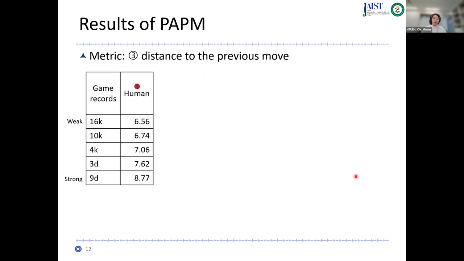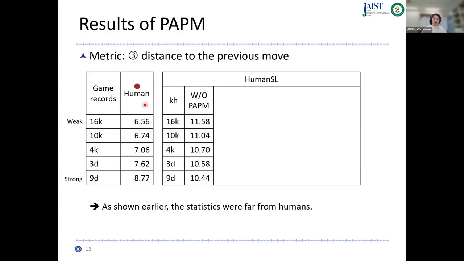So let's see how PAPM performs. First we see the distance to the previous move. For game records from human players from weak to strong, here are the humans' average distances to the previous move. That is the brown dots we showed in previous slides. And for the original HumanSL, the distance was a bit far, which was also shown earlier.